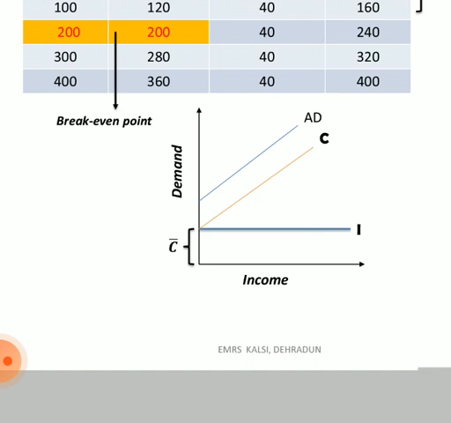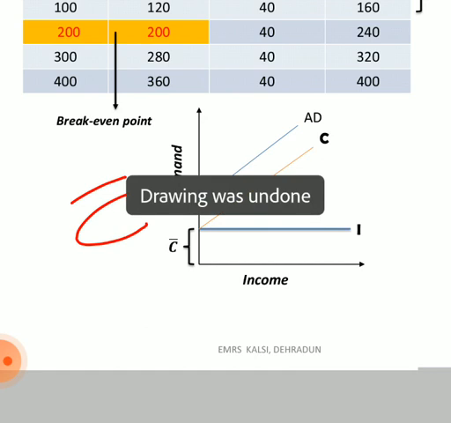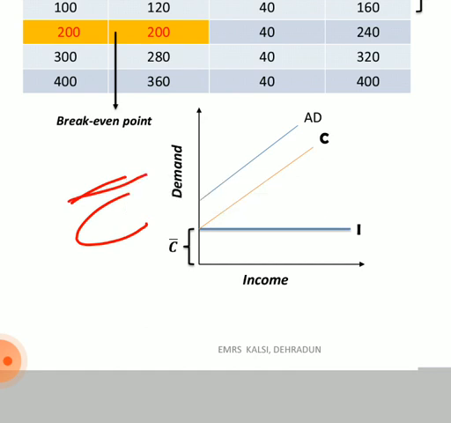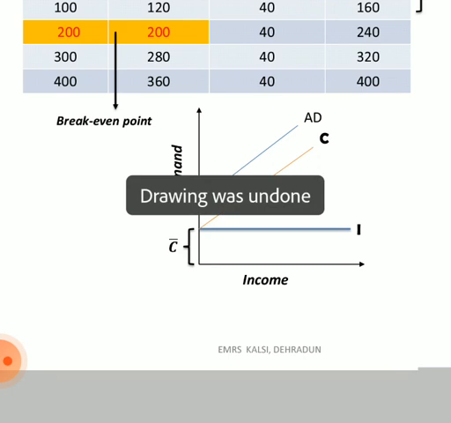This might come in your exam in 1 mark, define autonomous consumption. So what you will write, the consumption at zero level of income is called autonomous consumption. That's it. Okay, and that autonomous consumption is denoted by C bar. The whole consumption will be denoted by C, but the autonomous consumption will be denoted by C bar. This is the symbol for autonomous consumption.